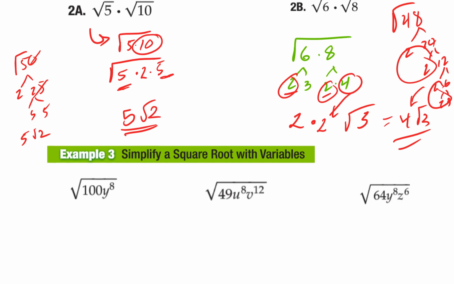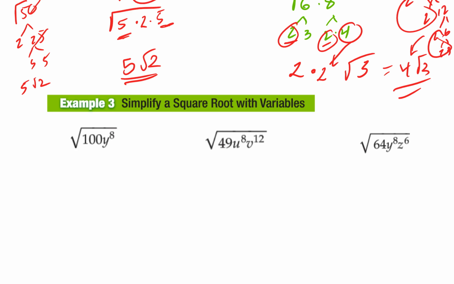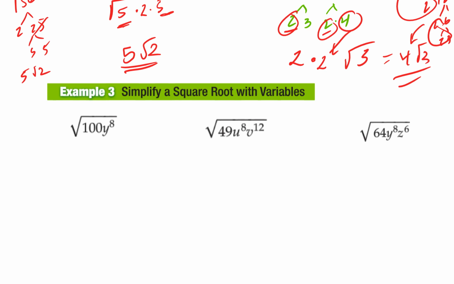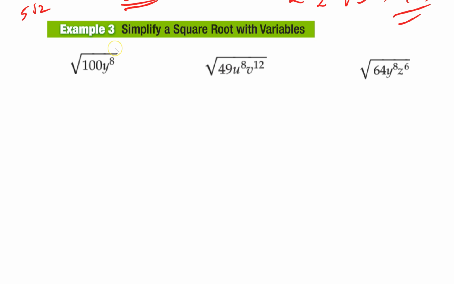Next step, we're going to kick it up a notch. What happens when we add radicals, we add variables into the mix? So let's talk about simplifying square roots of variables. So the first thing I want you to do, we're going to use that property to split these up. So it's going to be like radical 100 times radical y to the 8th. Hopefully we all know radical 100 is just 10.